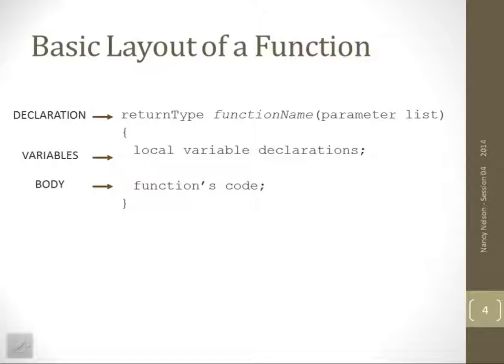Let's take a look at the basic layout of a function. First, we can see the declaration line. It always comes first. It's got three parts: a return type, a function name, and parameter list that we'll talk about in a minute. Then we have open and close brackets that enclose both our variables and the actual instructions. Now we'll look at each of those independently.